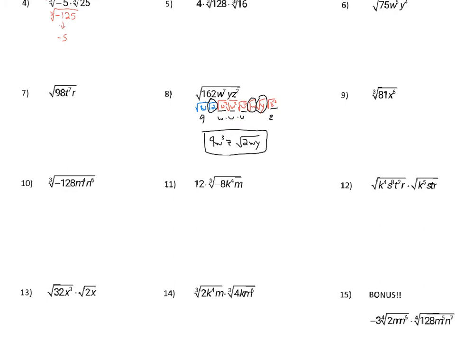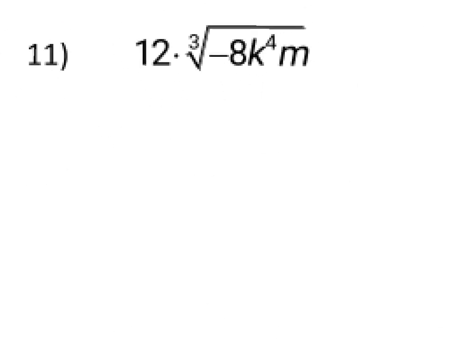Let's try 11. So 11, notice right away you have a 12 out front. You're just going to have to save that guy for later because it's already simplified, but we can't multiply it by anything because everything else is inside of a radical. So it's going to hang out here. It's just a 12. Then we have to deal with this cube root of -8.